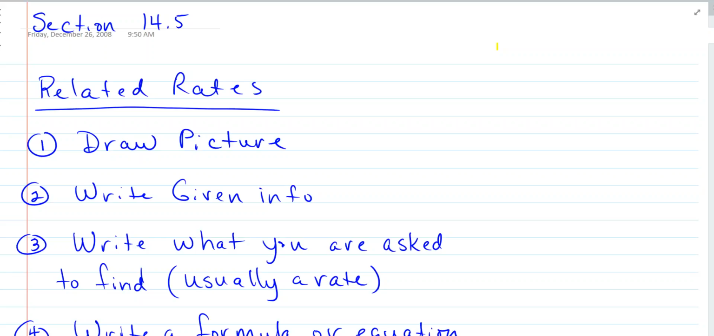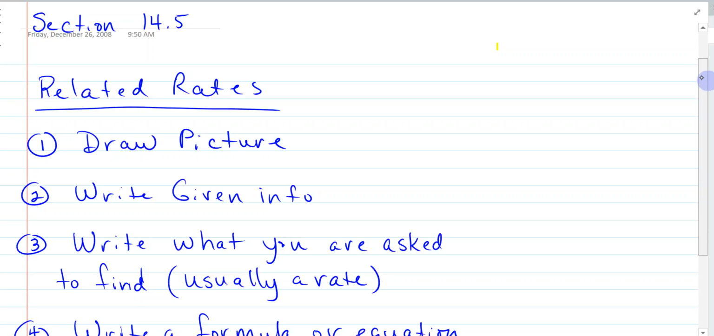This is section 14.5 on related rates. Now we're going to use what we learned in 14.4. We learned a method called implicit differentiation, and we did everything in that section with respect to x. We're going to do a little bit differently now. Just a couple of steps that I would want to think about.